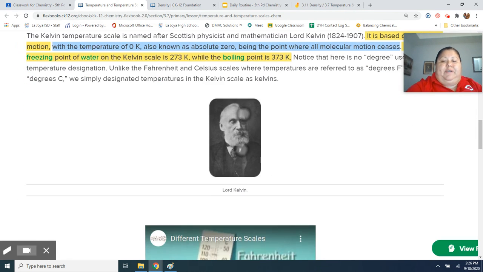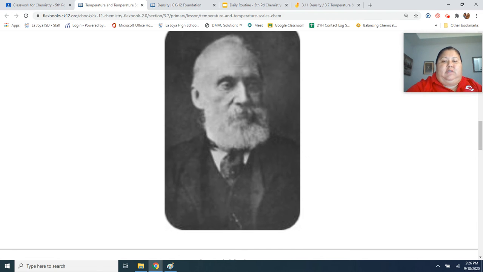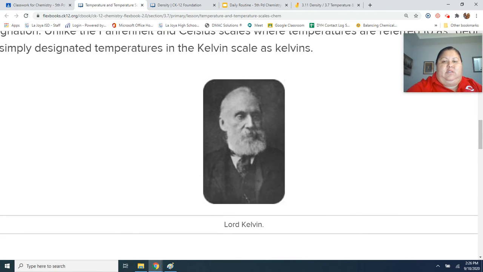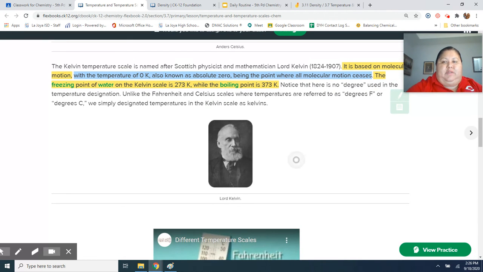Degree is only used for the Fahrenheit scale and the Celsius scale. And here you have a picture of Mr. Kelvin. You know, he looks like he was a very, very smart, intelligent man, if you can tell that from a picture.